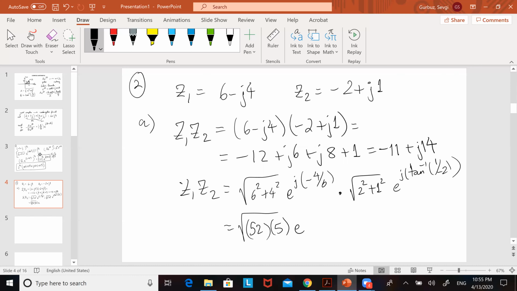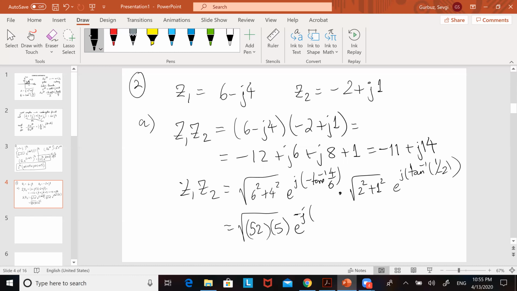And then we would add the exponents together. So this would be e to the j minus 4 divided by 6. I forgot the tangent inverse here. Let me correct my thing here. It's the tangent inverse in both cases, minus tangent inverse of 4 divided by 6. Sorry about that. Let's correct this.